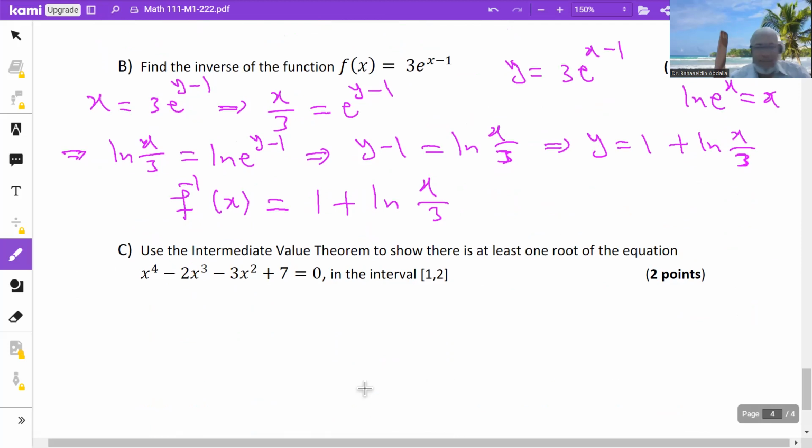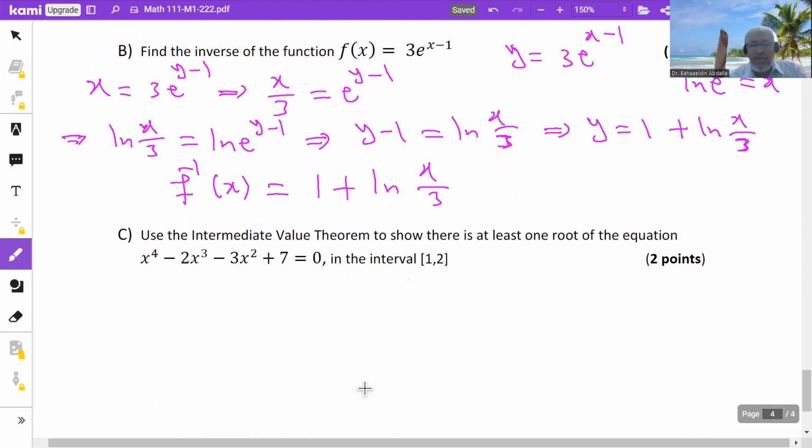That's the answer. Use the intermediate value theorem to show that there is at least one root of this equation in the interval 1 and 2. Well, a root of the equation means when I replace x by a number between 1 and 2, the answer would be 0. So I'll have an x-intercept between this is 1, this is 2. The function has to pass by the x-axis. There is a root here.